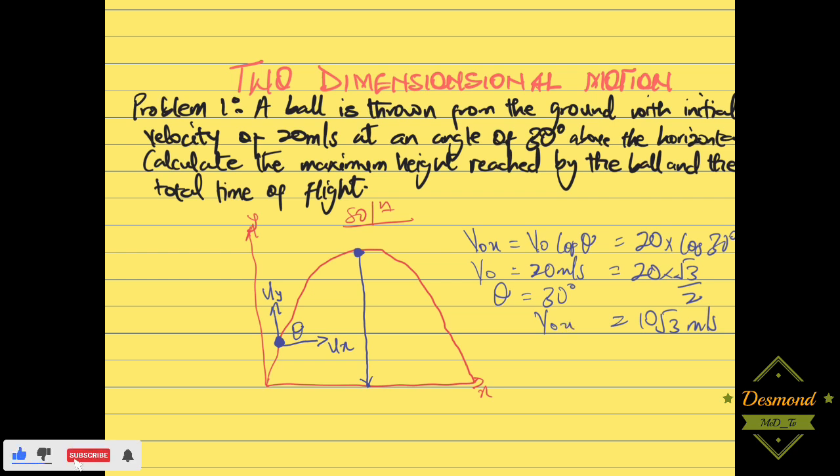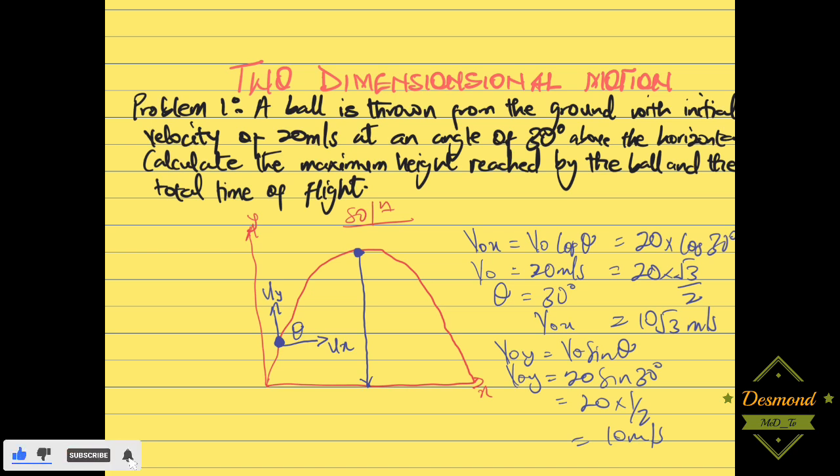So v naught x. Now let's look at our initial velocity of the vertical component. So that will be v naught y, equal to v naught sine theta. We know our theta, we know our v naught, so we have v naught y equal to 20 sine 30 degrees. Then when we do it, we should get 20 multiplied by half, and our answer will be 10 meters per second. So this is our vertical and horizontal component of the initial velocity.